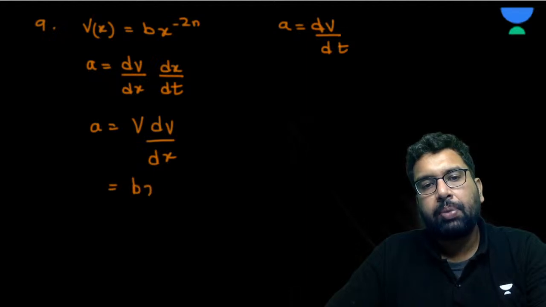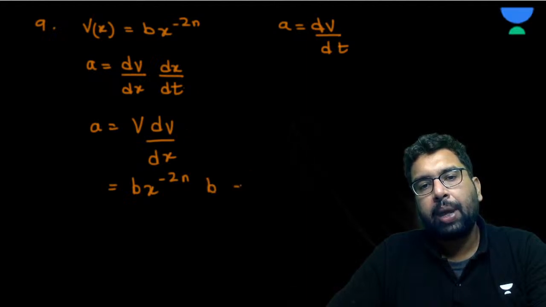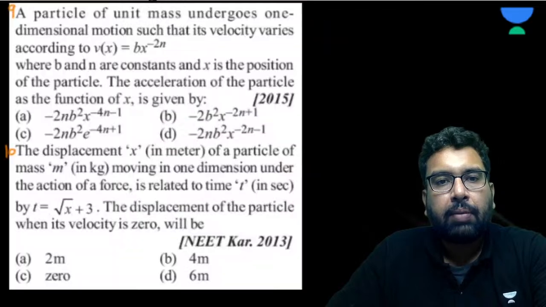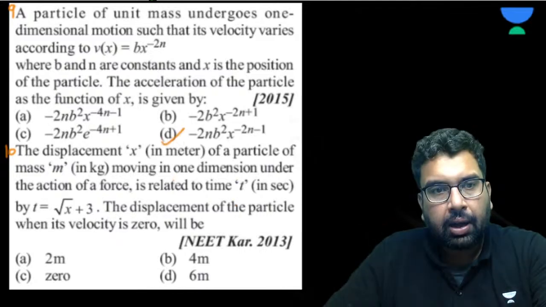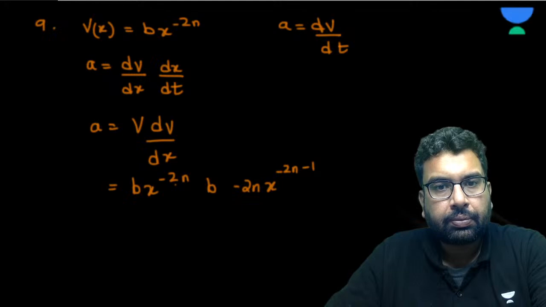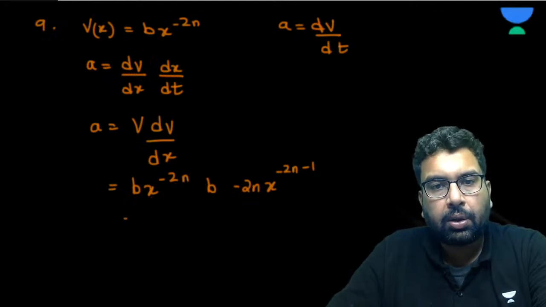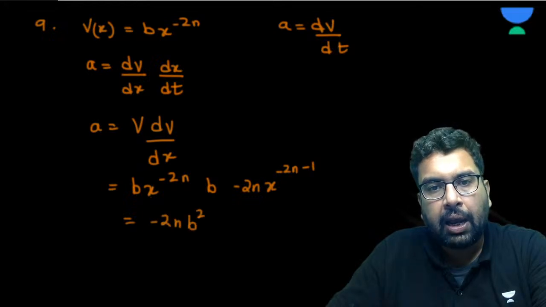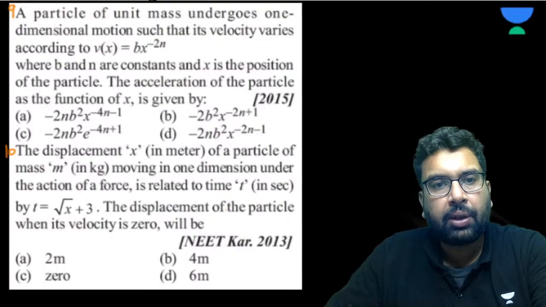So it is b x to the power minus 2n, and if I differentiate this relation, it will become b times minus 2n x to the power minus 2n minus 1. So let's see which option is getting matched. We also have x to the power minus 2n, so it will become minus 2n b square. On the same base, the powers will be added, so minus 2n becomes minus 4n minus 1. So we are having option A.